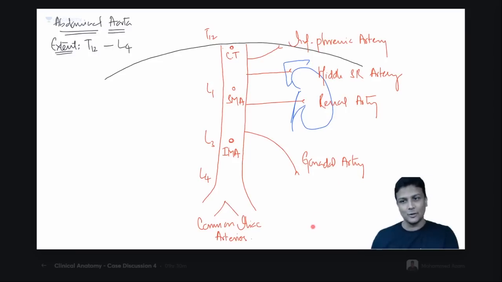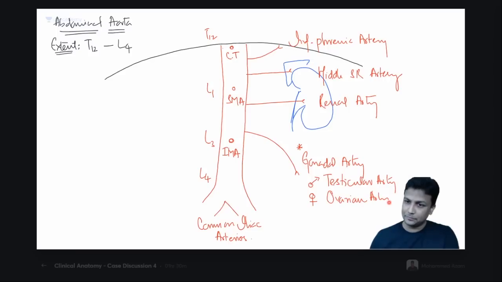What is the name of that artery, sir? Gonadal artery. And your examiner is interested in this artery a lot. Who is not interested in a gonadal artery? So in males, the same gonadal artery will be known as your testicular artery, because in males the gonads are the testes. And the same artery in the female will be your ovarian artery, sir. Female gonads will be ovaries, and it is the ovarian artery.